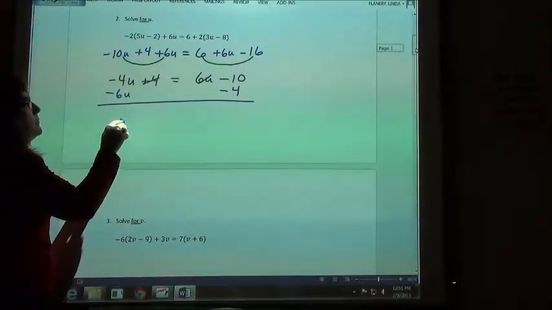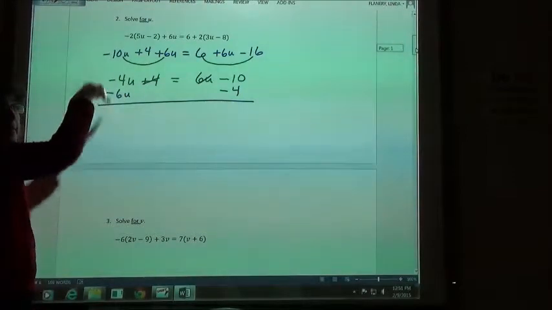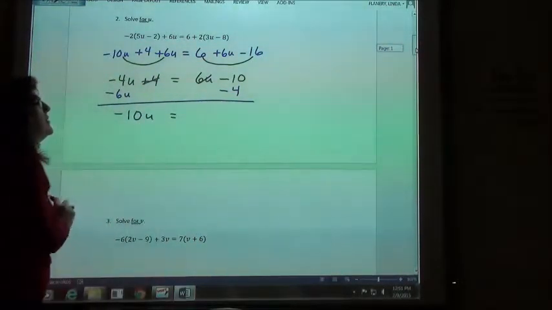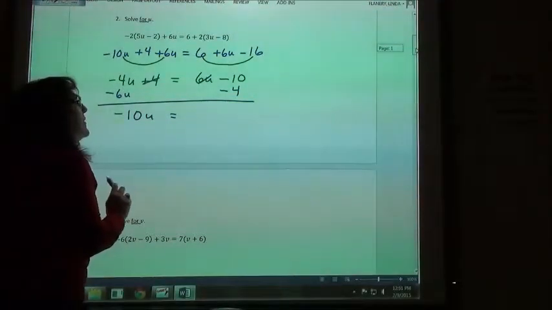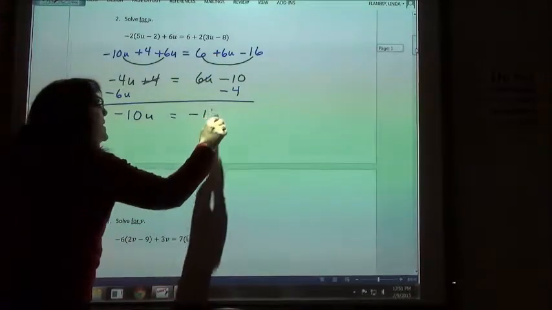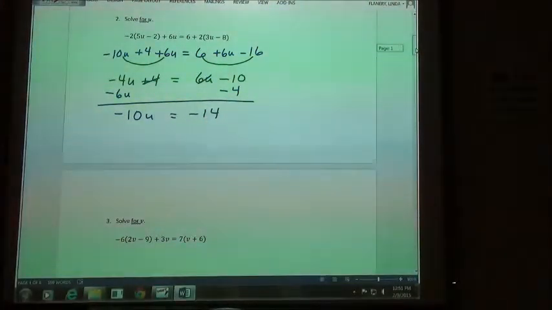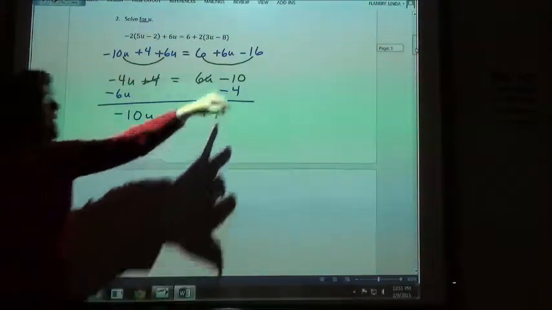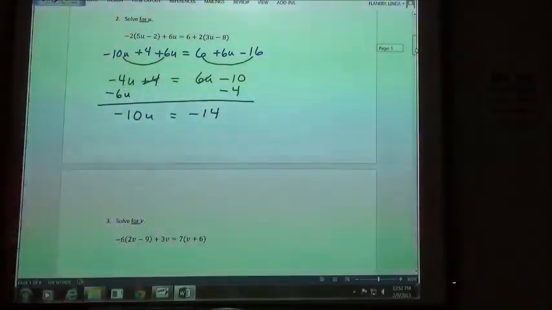So now I'm going to get negative 10u equals negative 14. Negative 4 plus negative 6 is negative 10, and negative 10 plus negative 4 is negative 14.